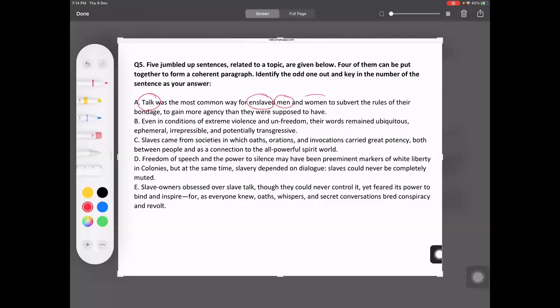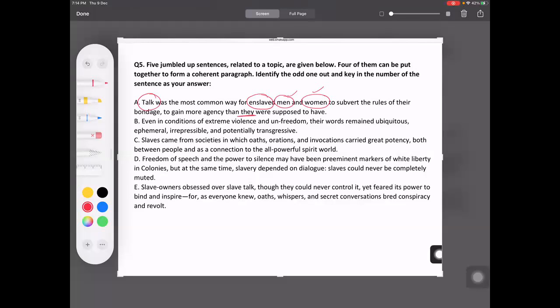Slave men, women subvert the rules of their bondage to gain more agency than they were supposed to have. So they here refers to men and women. So the sentence revolves around the talk of the enslaved men and women. Okay, so this is the basic structure of marking keywords, right?